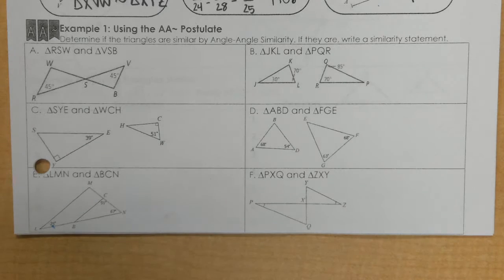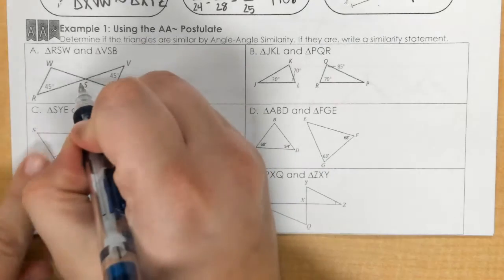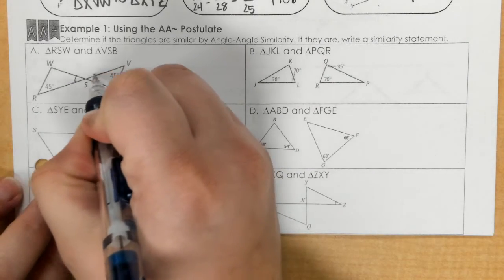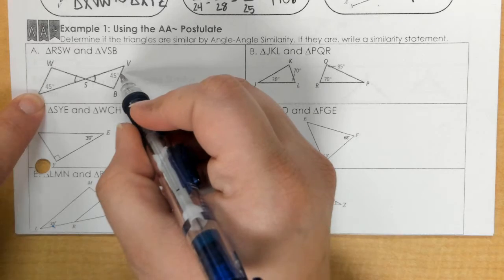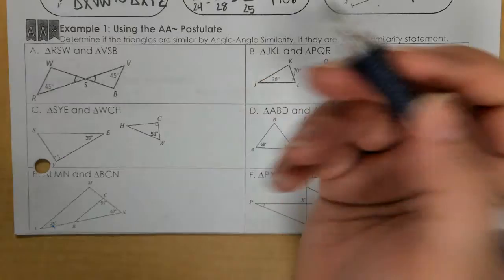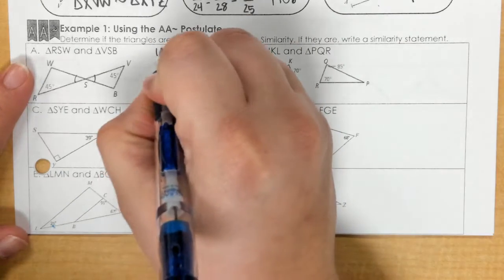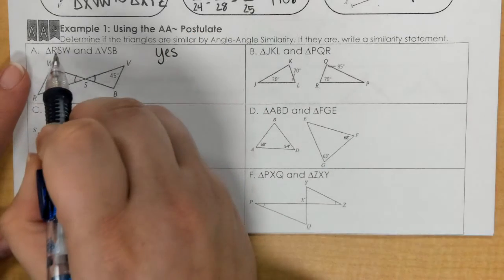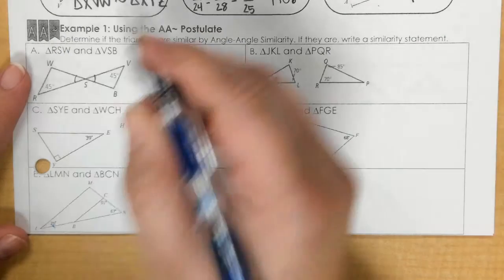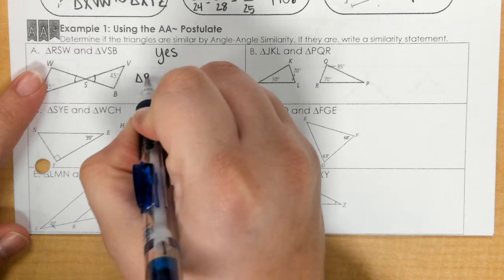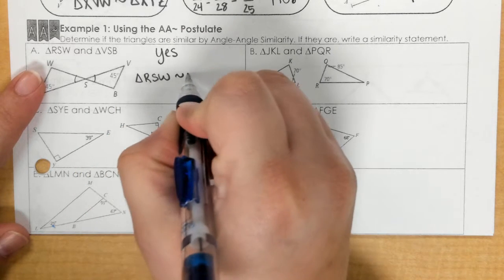For example 1, it says that you're going to use the AA, or the angle-angle similarity postulate. Determine if the triangles are similar by angle-angle similarity, and if they are, write a similarity statement. So we know that vertical angles exist here, which are congruent to each other, plus we're given the other angles of 45. So yes, these are similar. Okay, so yes. And then I went ahead and had the triangles set up for you here, like listed. So all you're doing is recopying that with your similarity symbol in between them.